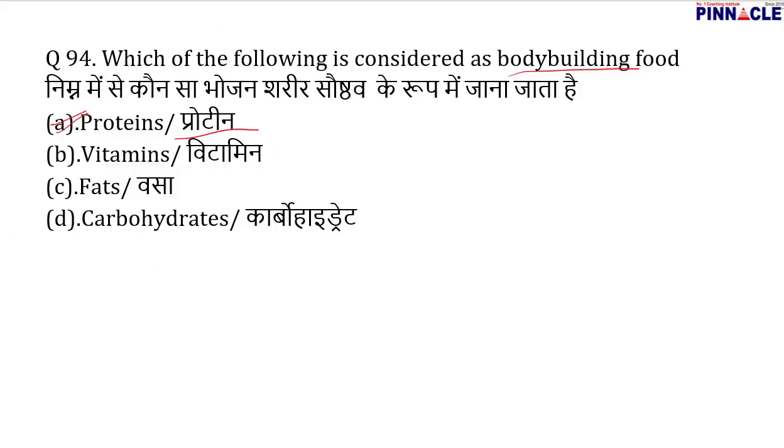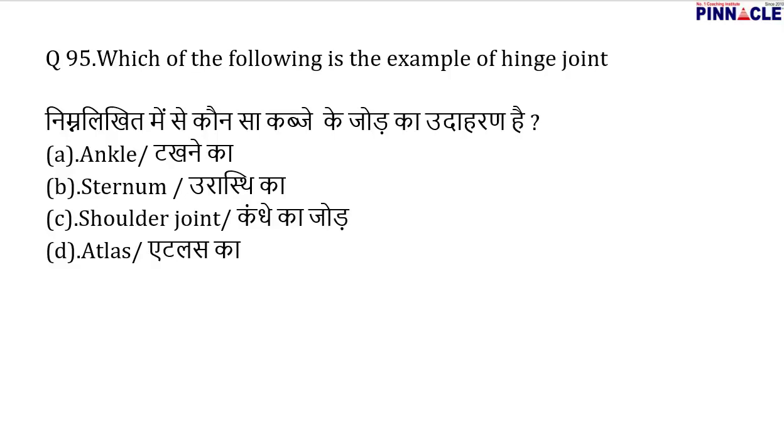Now question number 95. Question number 95 is, which of the following is an example of hinge joint? First of all, try to understand what actually a hinge joint is. A hinge joint is that joint in the bone of an animal or a person which allows the body movement in a particular direction only. Means we are not able to move it in any direction. The motion is there, but it is restricted to one direction only, and the example of a hinge joint is ankle. Okay, so for question number 95, A is the correct option.